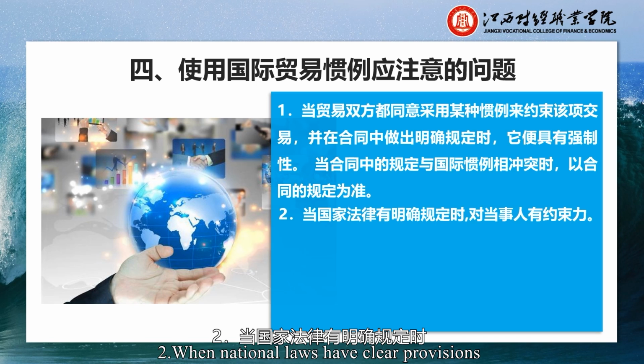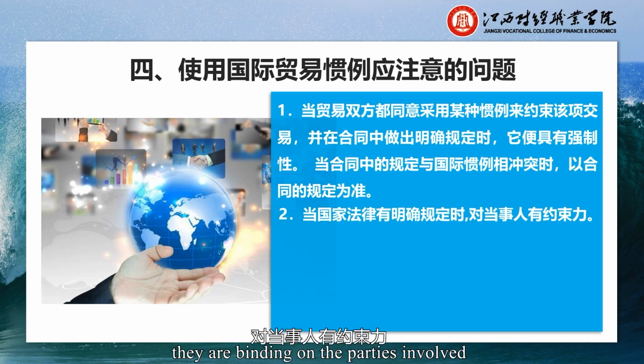Second, when national laws have clear provisions, they are binding on the parties involved. Although international conventions are not laws, they play an important complementary role to the law. According to the laws of our country, when there are no provisions in the laws of the People's Republic of China, international conventions can be used.